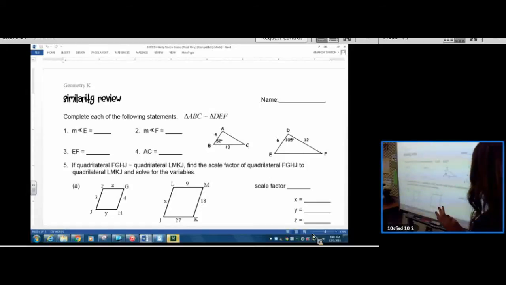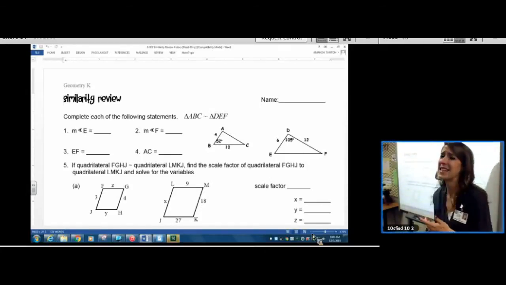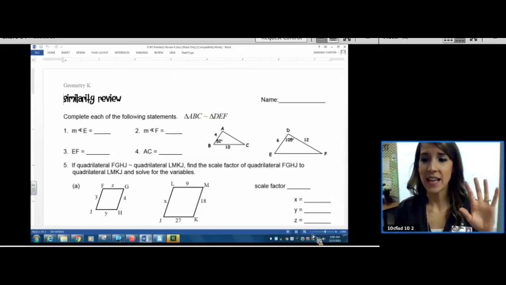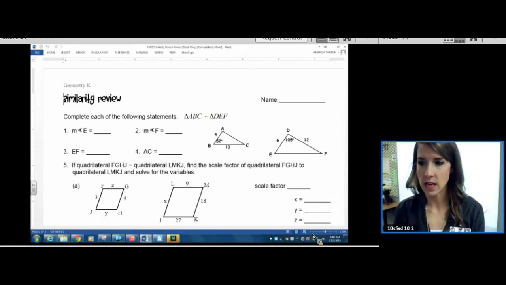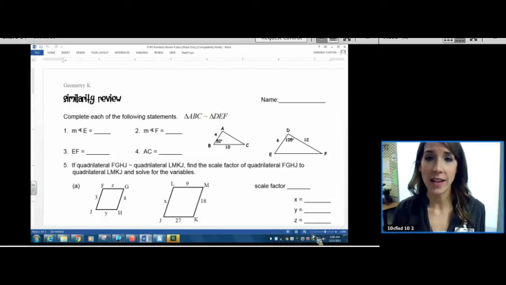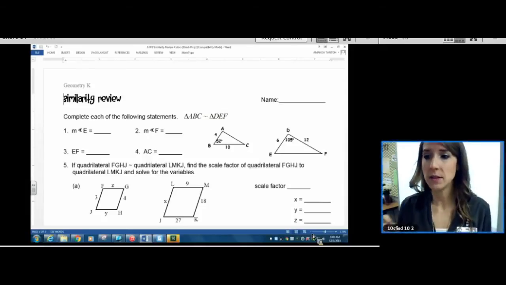Triangle DEF. Now, you do want to pay attention to what it's asking for. It's asking for the measure of angle E. It's not asking which angle E is congruent to. So you really have to be careful about what the question is asking. It's asking for what it equals, not what it's congruent to.